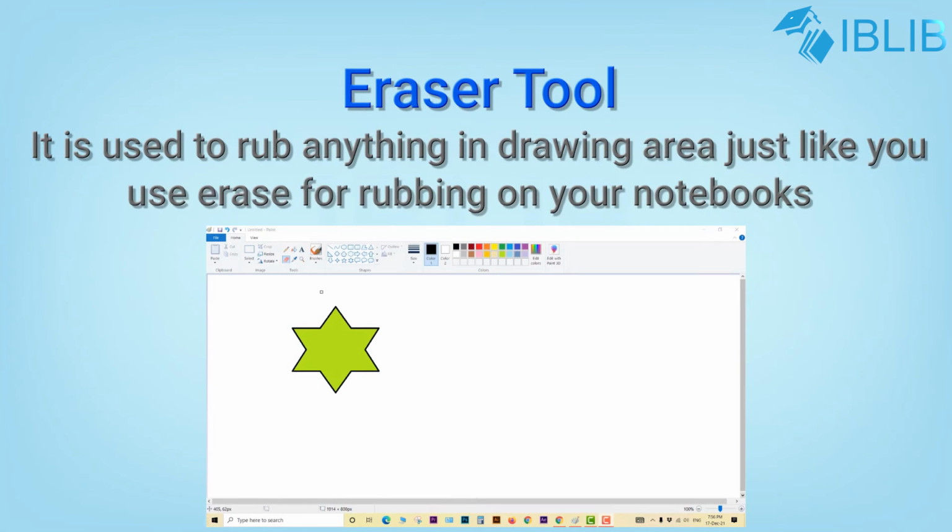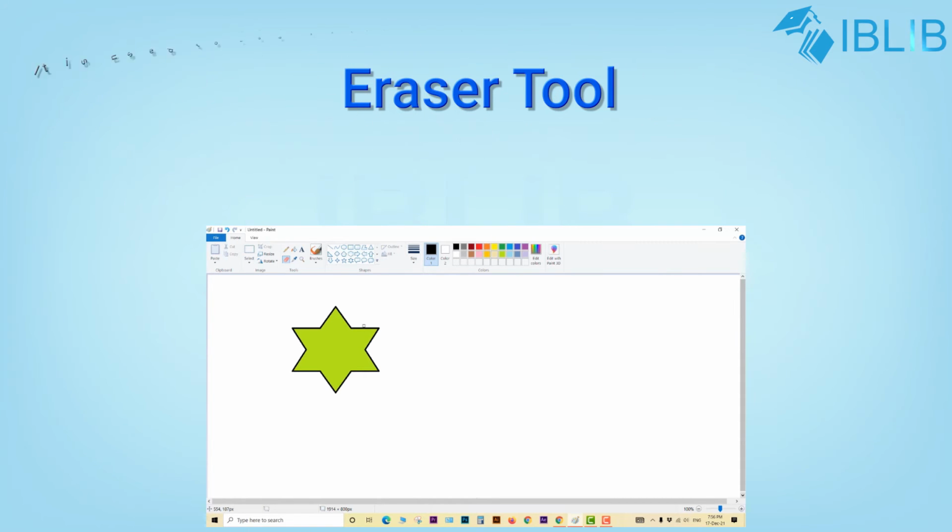Tool number 4 is Eraser tool. The eraser tool here is used to rub anything in the drawing area, just like you use an eraser on your notebooks. To use the eraser tool, follow the steps.